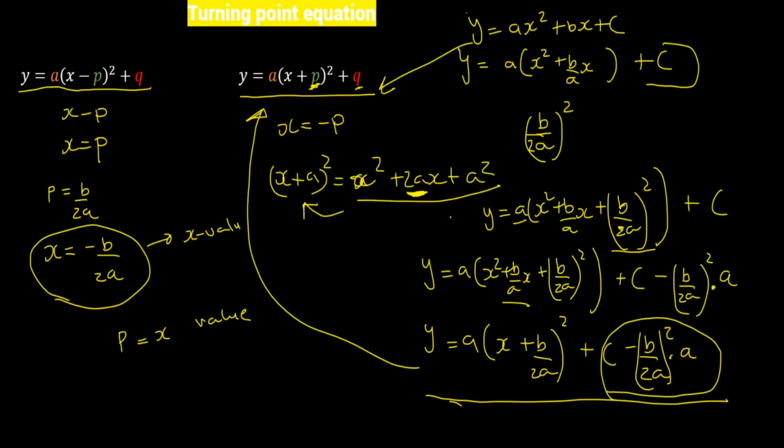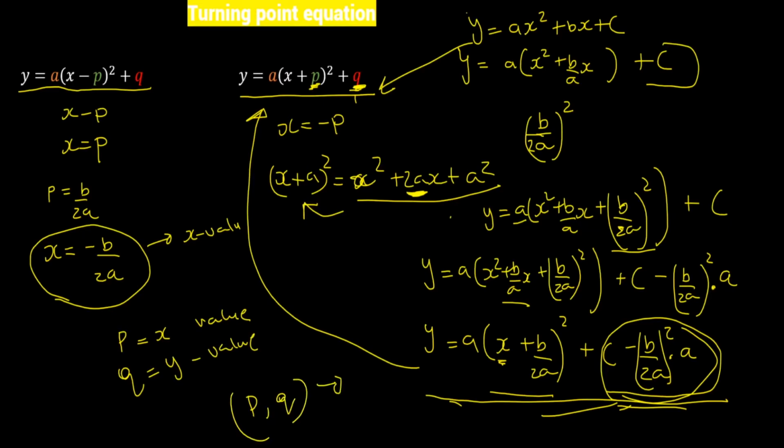But q, if you substitute x of minus b over 2a here, you're going to get 0. And then you're going to get this value. Meaning when you substitute the x value of the turning point, you get this part here. That is your q value. We know now that q is the y value of the turning point. So p and q represent your turning point, and hence this equation is called the turning point form.